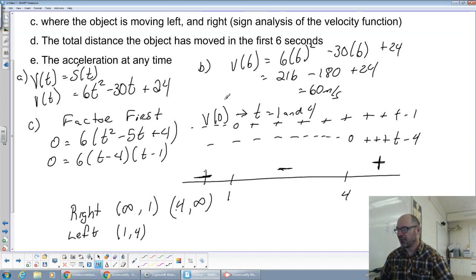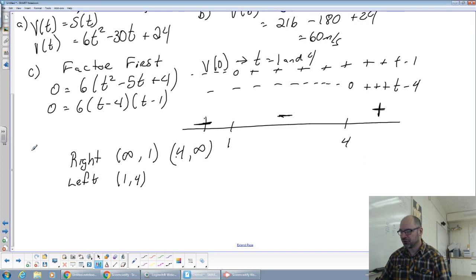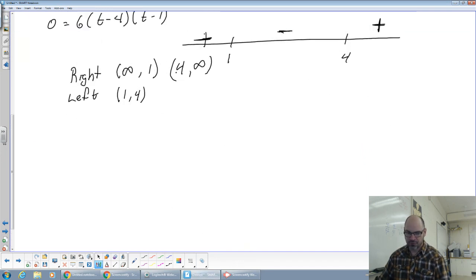Okay, where the total distance the object has moved after 6 seconds. So that's pretty easy. We just have to plug it into the original equation because we have the original equation given to us. So in that case, we take our original equation. Just let me get it here. And you're like, okay, well, total distance.